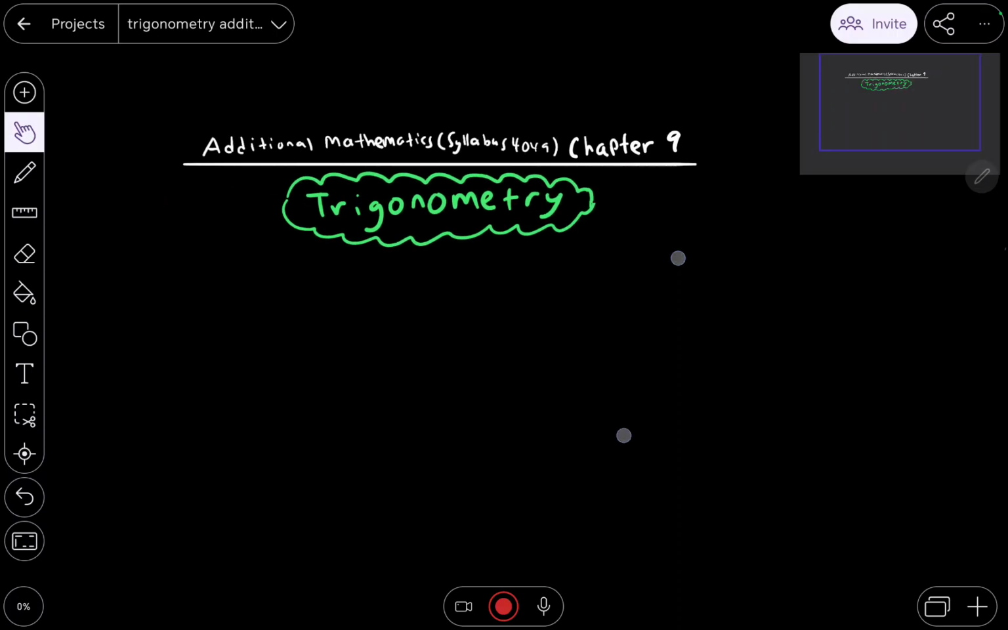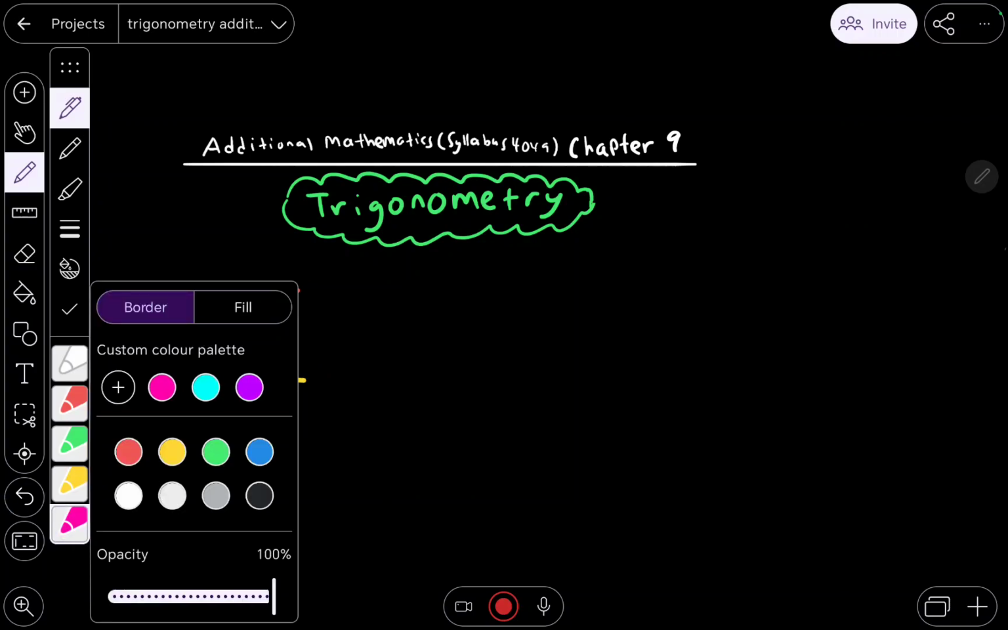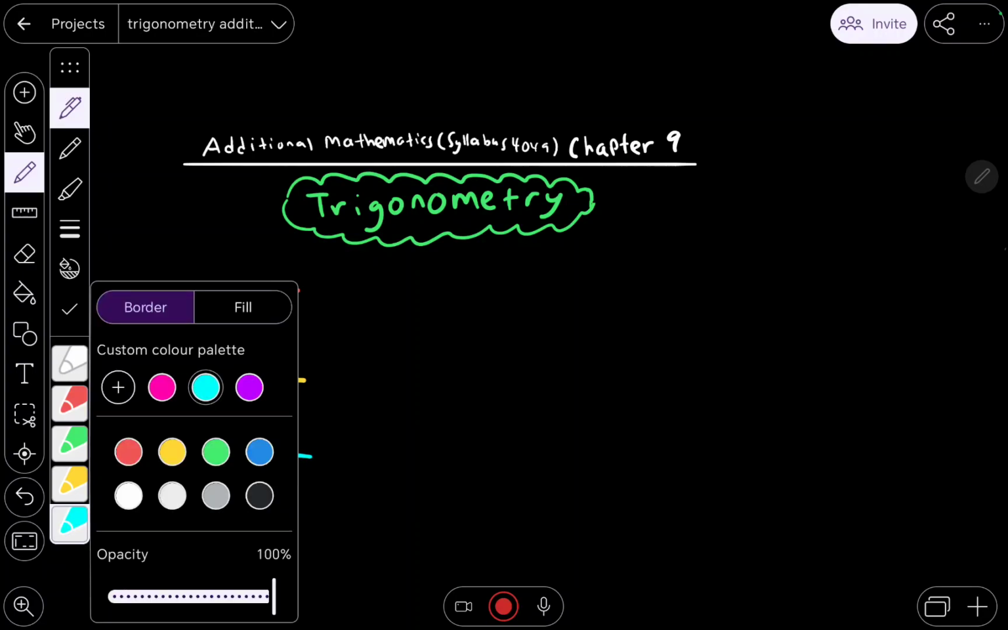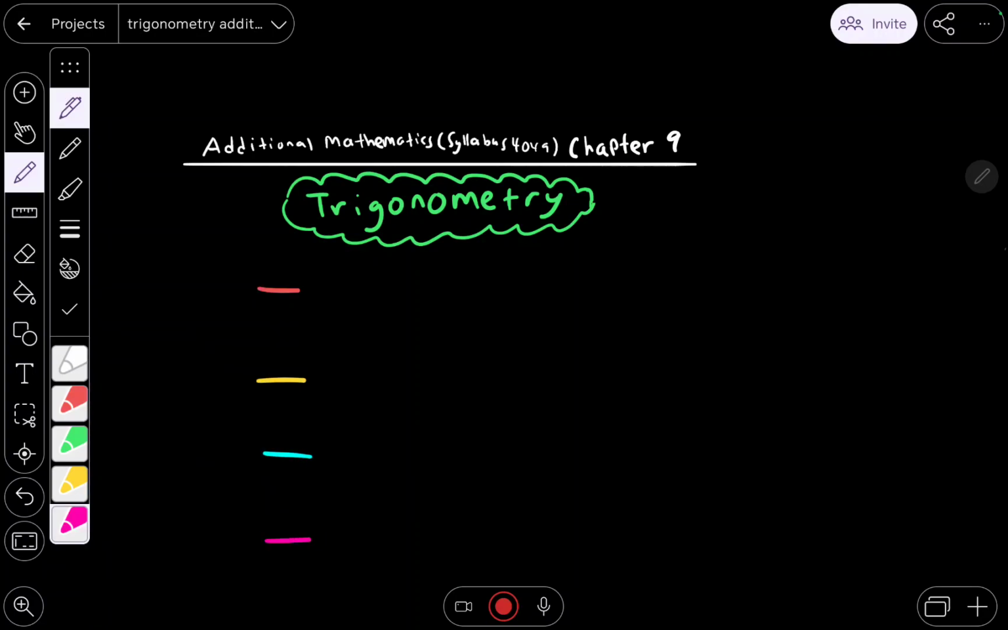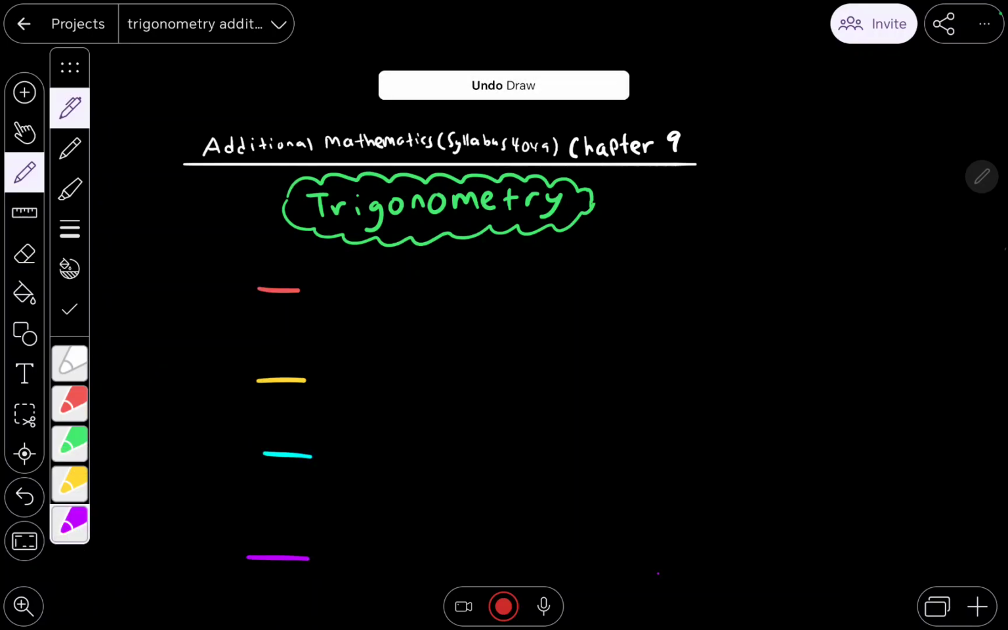Whatever. Alright, so in the additional mathematics syllabus 4049, when we look at chapter 9, which is on trigonometry, there are 4 subtopics, which I will write in different colors. Actually, I don't use pink, I don't want to confuse you. So we'll use red, yellow, cyan, purple.